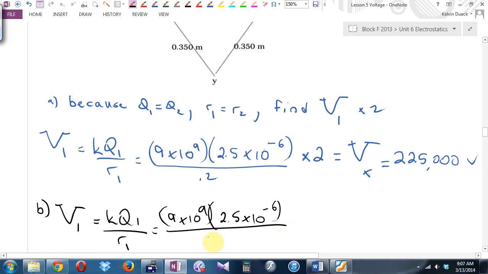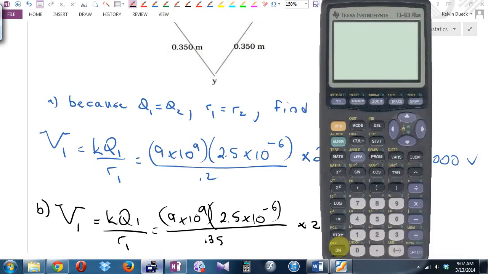Divided by 0.35. And then times 2 to give us the voltage at location Y. Nine times 10 to the 9th, 2.5 times 10 to the negative 6 divided by 0.35. So there's the voltage from one of them. Double it. I get 128,571. I'm going to write that, Ryan, and then I'll go to 3 sig figs because I think I'm going to be using this for another answer.